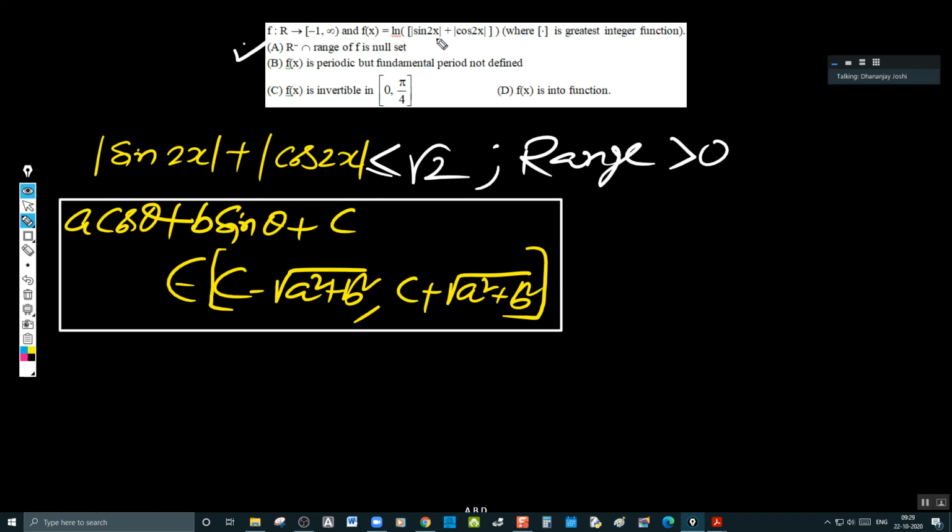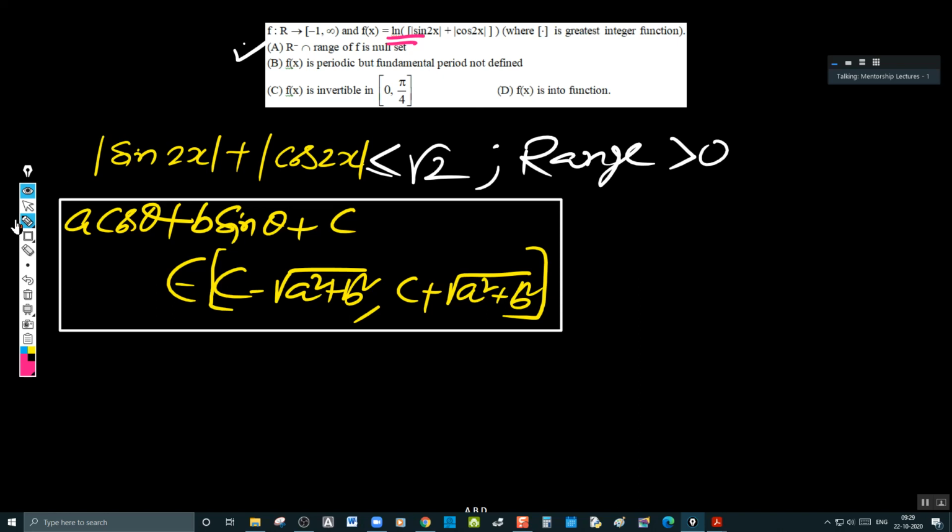Because whenever it is a logarithmic function, obviously it won't be periodic. But because inside you have mod sine 2x plus mod cos 2x, it becomes periodic if without logarithm. It becomes periodic without logarithm. But fundamental period cannot be defined. What is the meaning of fundamental period, first of all?